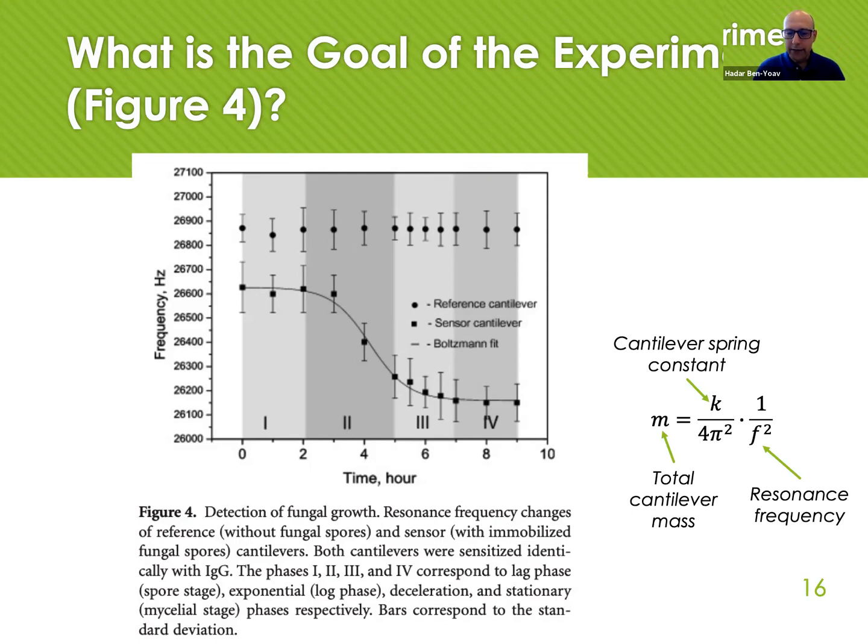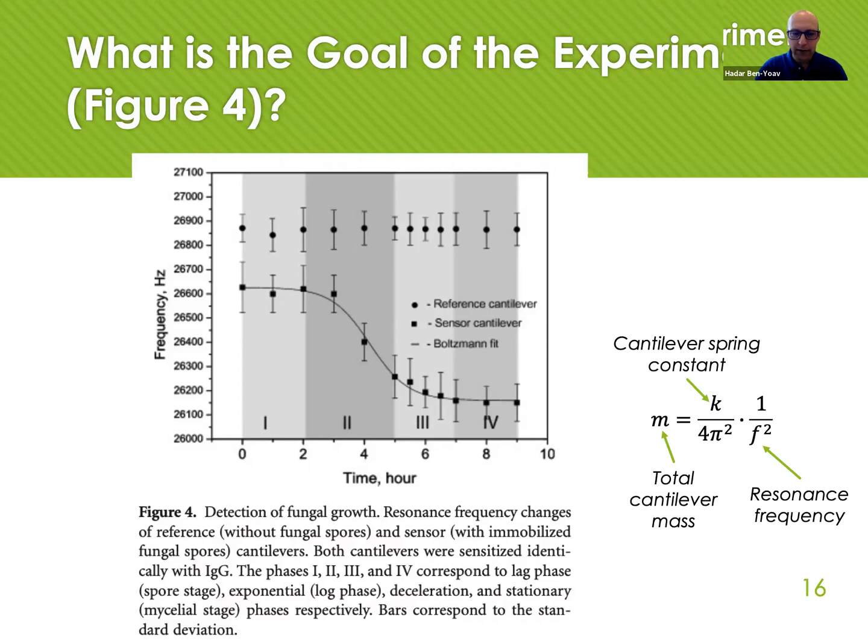Now, when you have a cantilever that introduces spores, these are the rectangle ones, the square ones, what we see is that over time, the frequency starts to decrease until it gets into a steady state. Now, frequency decreases, meaning that the mass increases. Remember, it's kind of tricky. Frequency decreases, meaning that the mass is increasing.